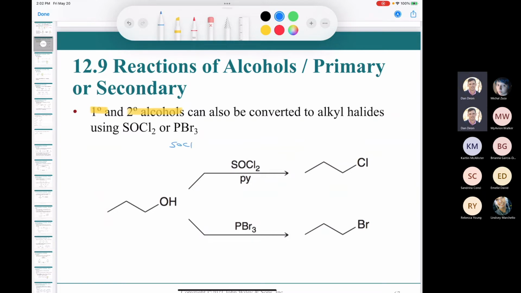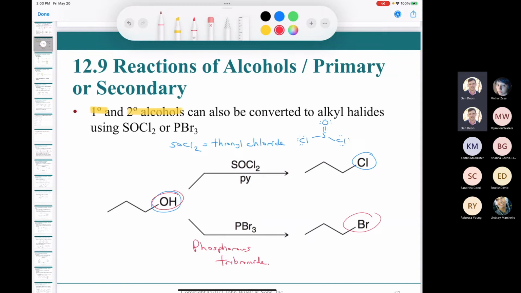SOCl2 stands for thionyl chloride, or that's the name of it. And thionyl chloride has a Lewis structure that looks like this. I'm going to put in all the lone pairs here. It's in another slide. Okay, we can use thionyl chloride and pyridine to take an alcohol and convert it to a chloride. Or you can use phosphorus tribromide with a primary or secondary alcohol, and that will convert it to an alkyl bromide.